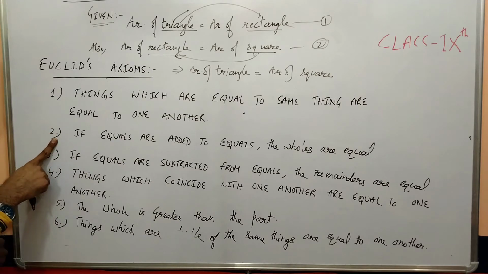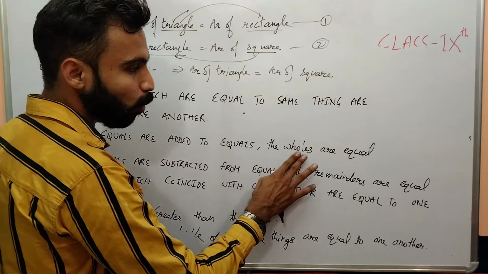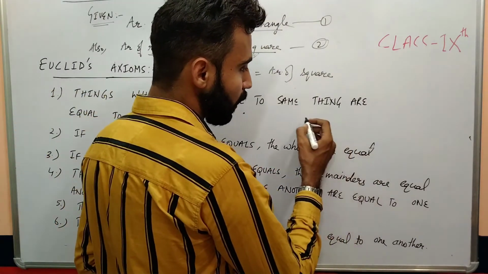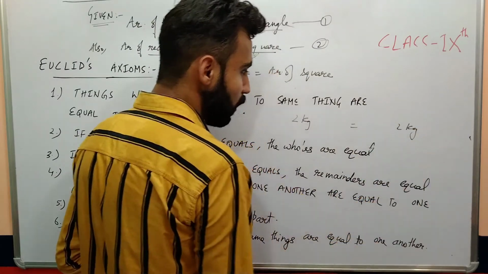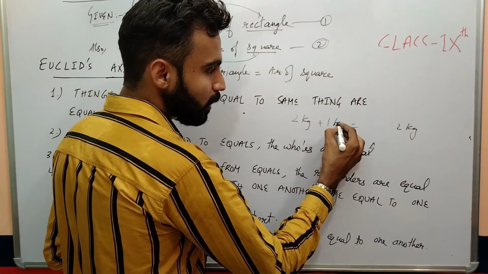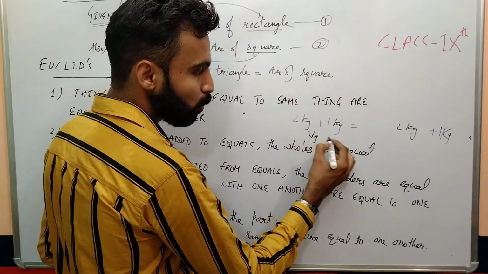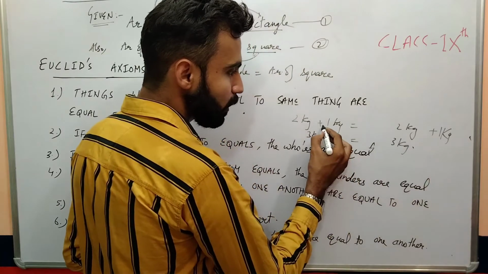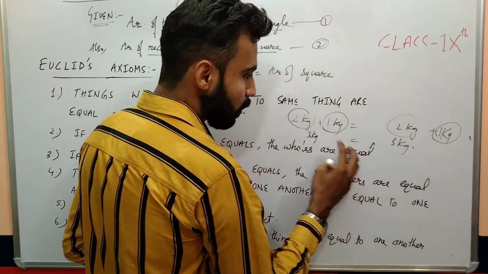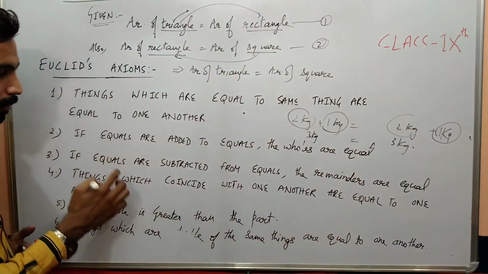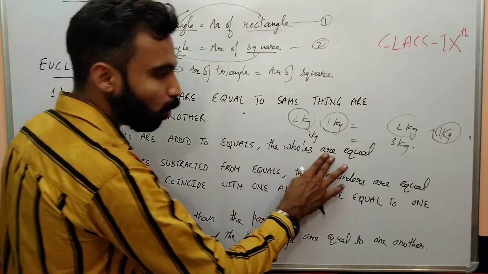Now moving on to the second one, it says if equals are added to equals, then the wholes are equal. Let me just explain with an example. If I have 2 kg of two different things, and I simply add 1 kg to both, we are going to get both quantities as 3 kg. So you can see I have added an equal quantity to two equal quantities, then the resultant is also equal. So this is what the second axiom is saying: if equals are added to equals, then the wholes are equal.